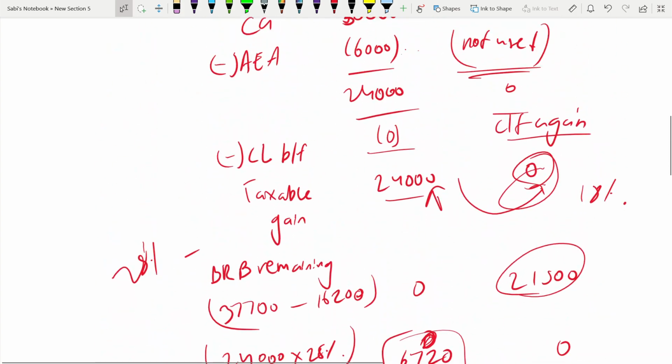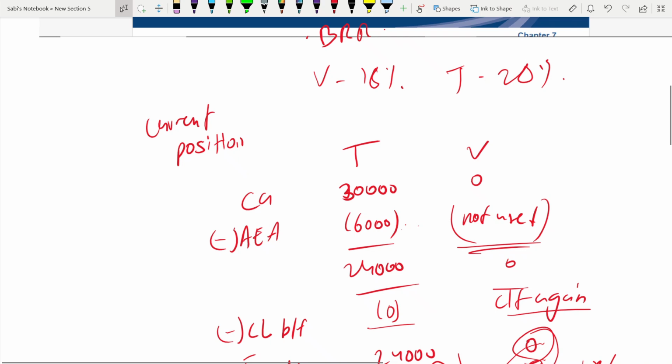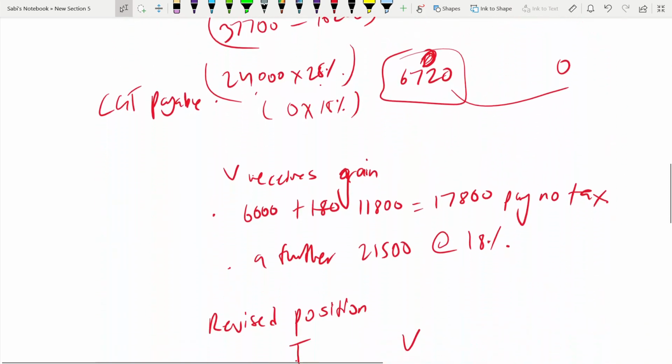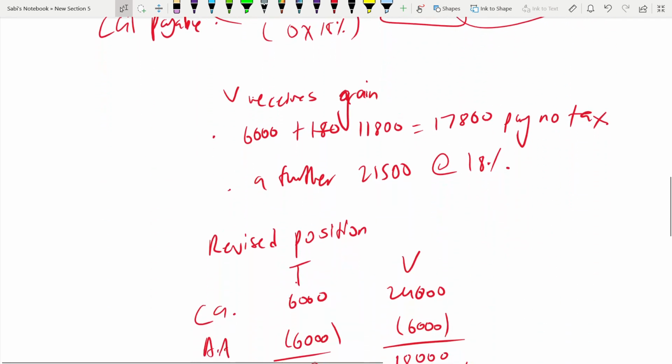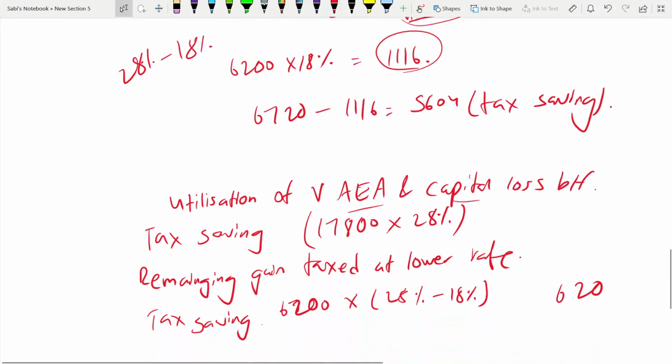Because earlier, what happened? If you see here, when it falls in V's hand, both capital loss of 11,800 and 6,000. This you were not able to utilize before because there was a loss.